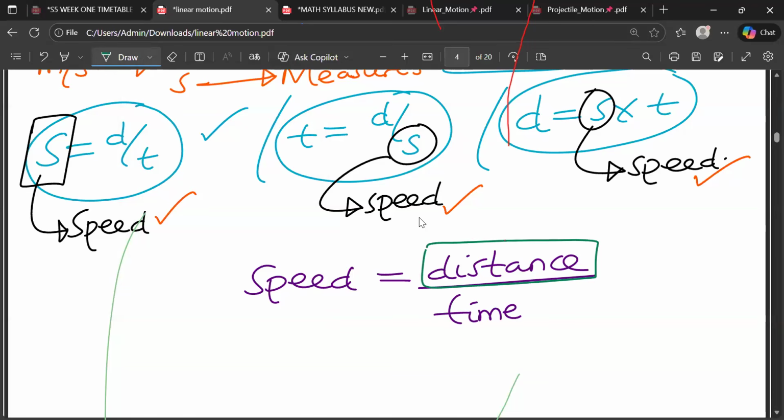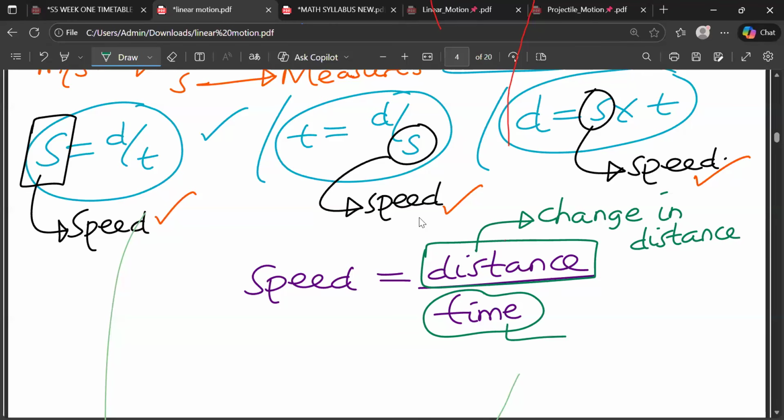The distance always changes because when you're moving from town to the village, the distance you're covering goes on increasing. It goes on changing as time is increasing. For you to move from town to village, you're moving at a certain speed. What makes that speed change is that the distance you're covering is changing as the time also changes.